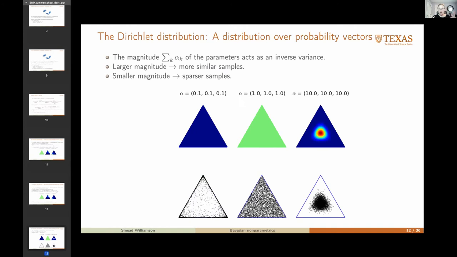Now, the relative values tell us the expectation. The size of the alphas tell us how much variance we're going to get between samples. So it's kind of like an inverse variance, this total sum of the alphas. The larger this sum is, the less difference is going to be between repeat samples. So here I've got, again, three Dirichlet distributions. They all have expectation a third, a third, a third.